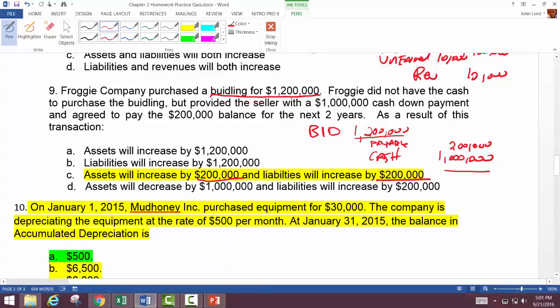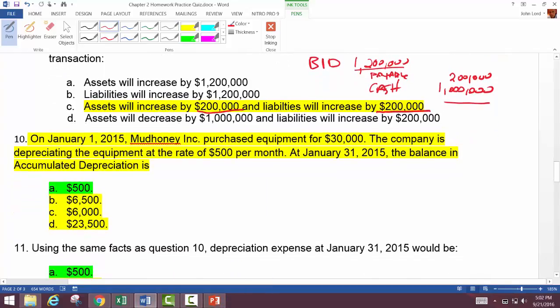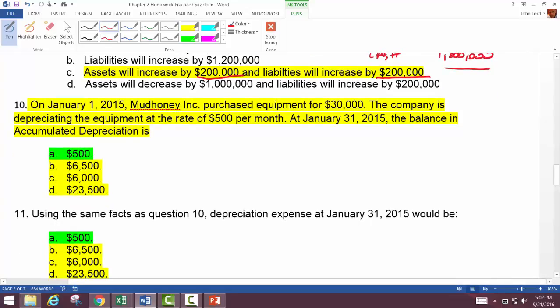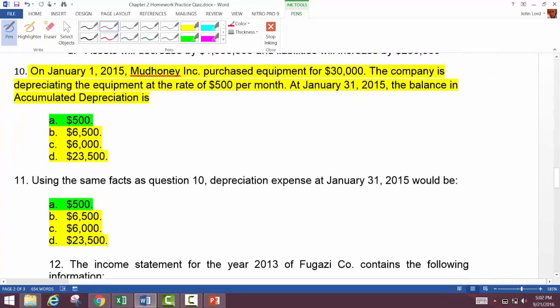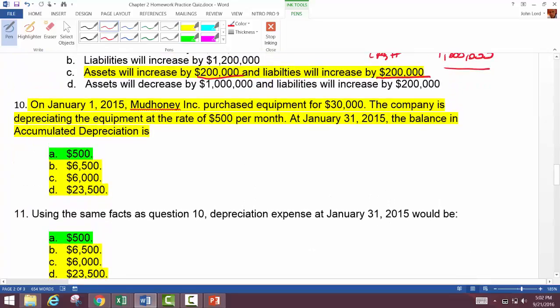All right? Okay, good. How about March 1st, Mudhoney purchased equipment for $30,000. The company's depreciating the equipment at a rate of $500 per month. At January 31st, 2015, accumulated depreciation is it's $500. I'm just not sure that we're ready for this at this point.